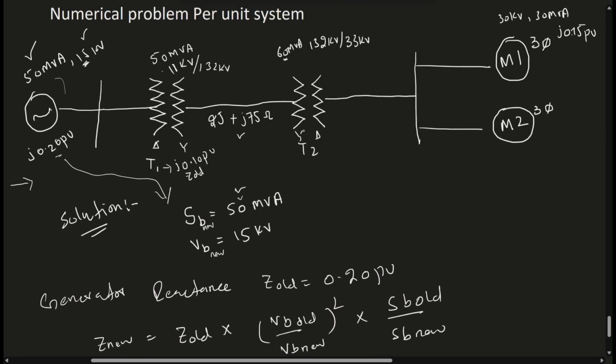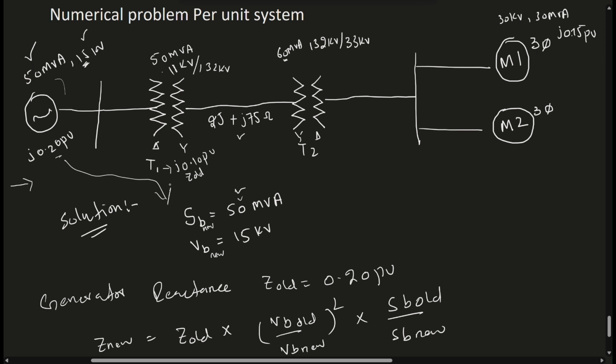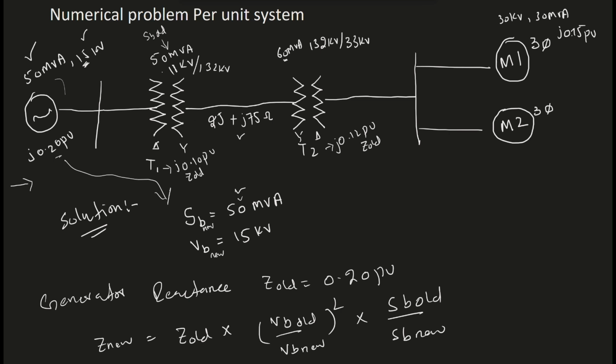The second component in the SLD is our transformer, which is the T1 transformer. I have written the impedance which is given in per unit for T1, j0.10 per unit. This will be our Z old for T1, and 50 will be the SB old for T1. Also let me write down the T2 impedance, which is given as j0.12 per unit. This is Z old for T2. First we will calculate for T1.